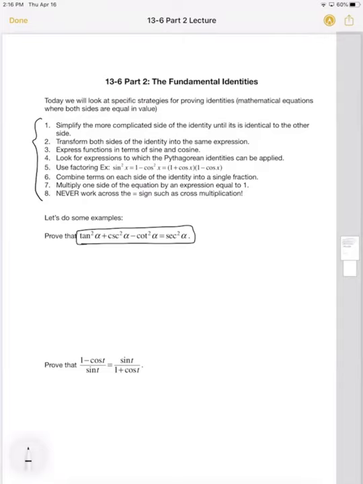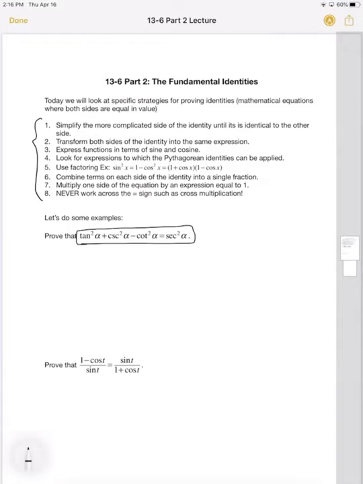Number 2, we can transform both sides of the identity into the same expression. We'll do that with our third proof. Number 3, we can express the functions in terms of sine and cosine. Well, we're going to do that with the first example also. Number 4, we're going to look for expressions in which the Pythagorean identities can be applied. And those are the bottom 3 identities that we talked about yesterday, the main one being sine squared of your angle plus cosine squared of your angle is equal to 1.